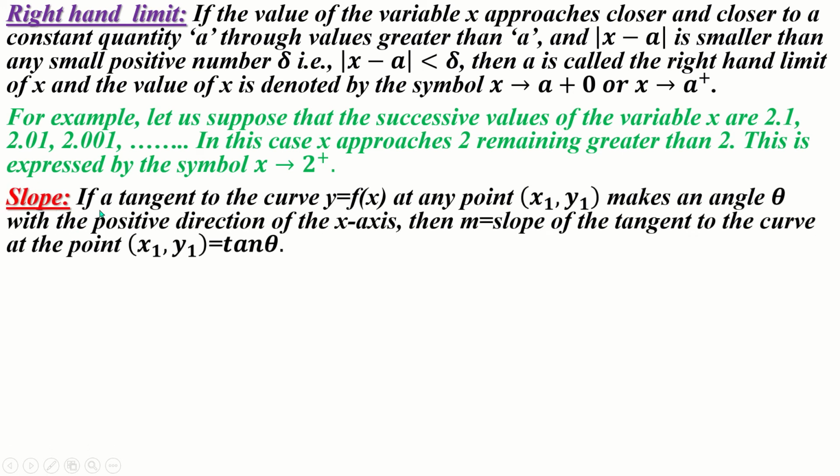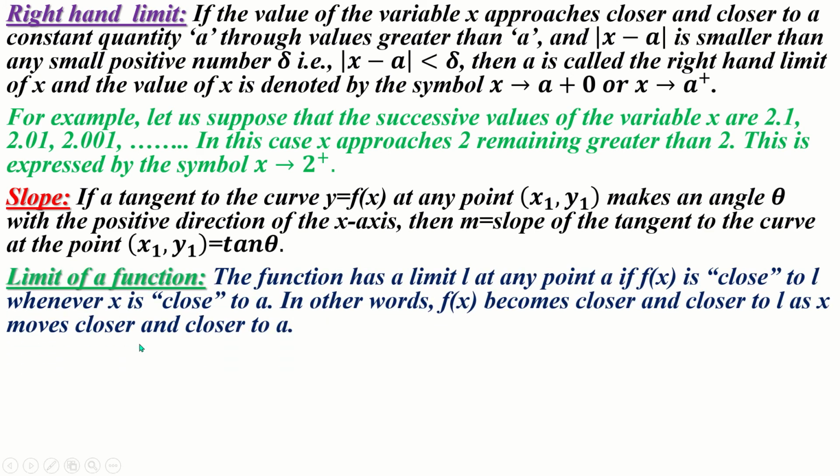Slope: we know the definition from the chapter on straight line. We knew the definition of slope. A tangent means a straight line that touches a curve, does not pass through, just touches a single point, then the straight line is called a tangent. If a tangent to the curve y equal to f of x at any point x1, y1 makes an angle theta with the positive direction of x-axis, then m, the slope of the tangent to the curve at the point x1, y1, is equal to tan theta. We know this definition.